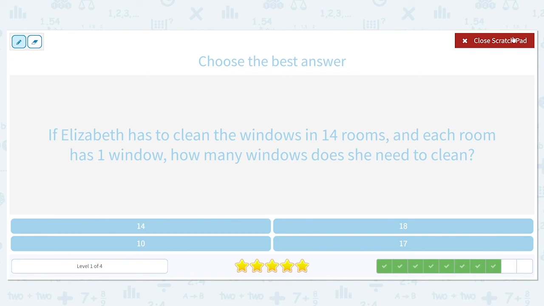If Elizabeth has to clean the windows in 14 rooms, and each room has 1 window, excuse me, start over.